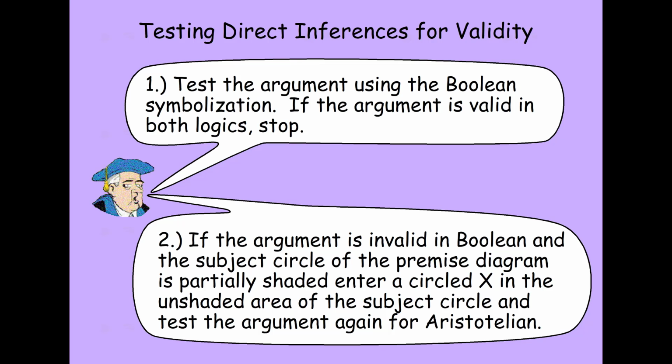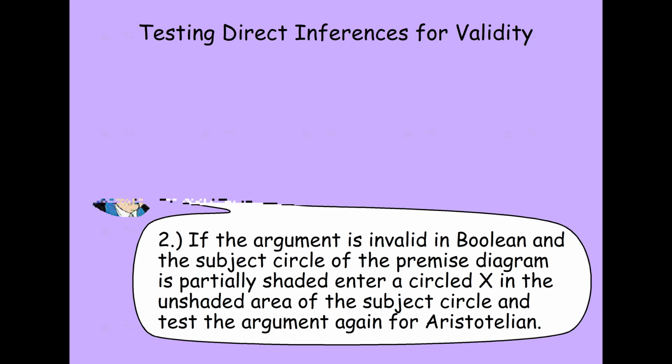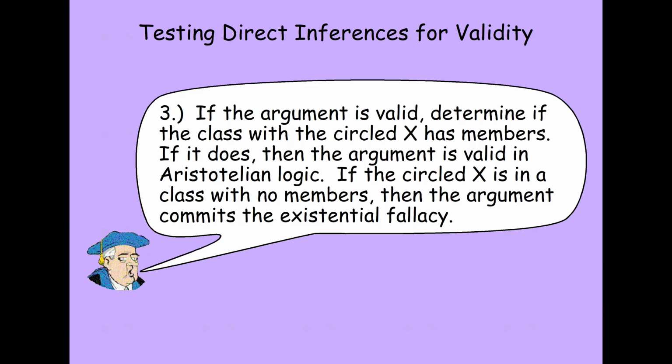But because of the Aristotelian assumption, I have one last thing I have to do before I'm done. And that last thing is to check and see if that subject class in my premise diagram in fact has a member. Is it a real Aristotelian class? If it's not, if it's Pegasi or if it's leprechauns, then it commits the existential fallacy. So instead of writing valid in Aristotelian logic, I'll write existential fallacy. If it's a good Aristotelian class, then I'll write valid in Aristotelian logic.